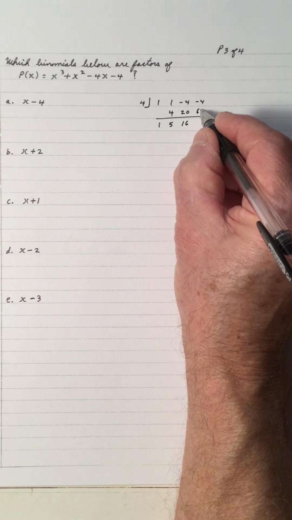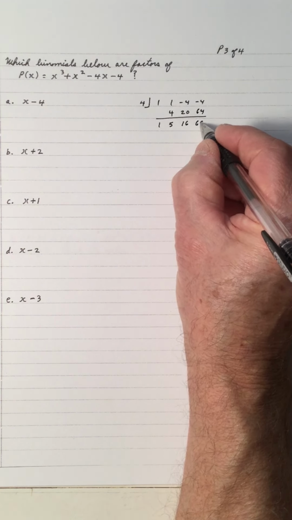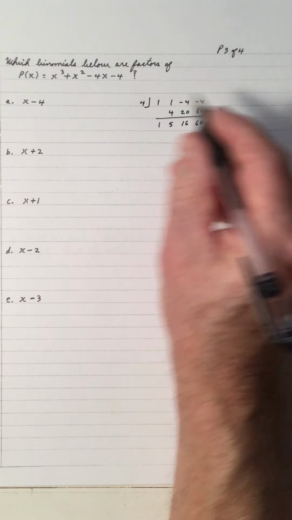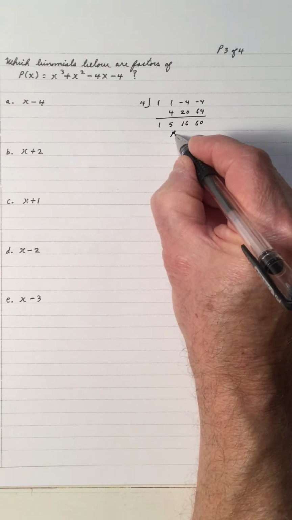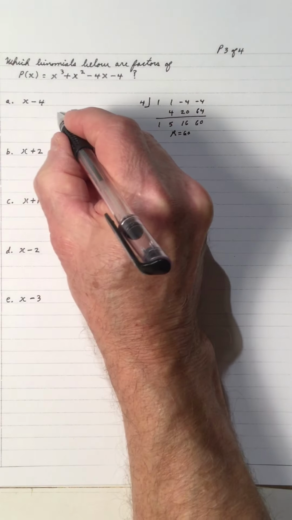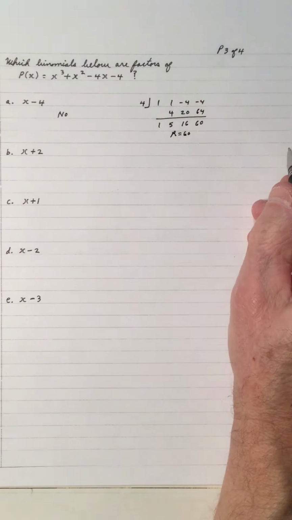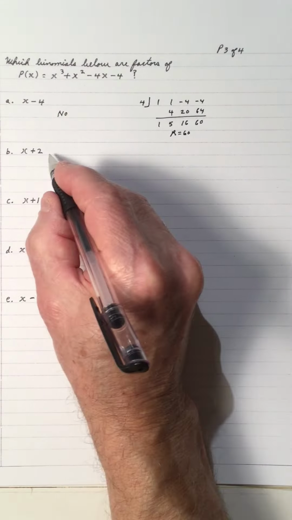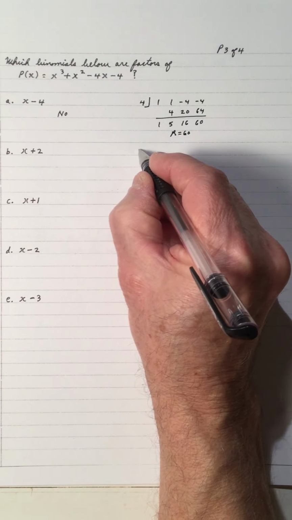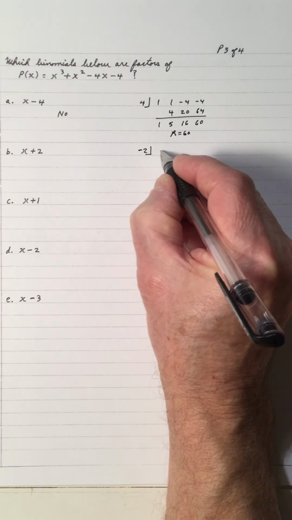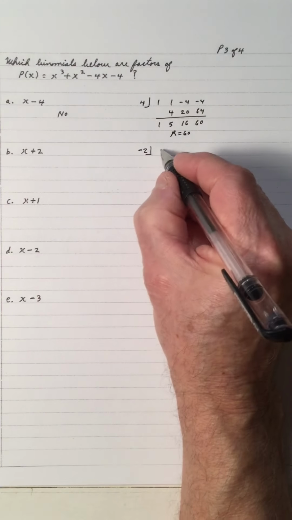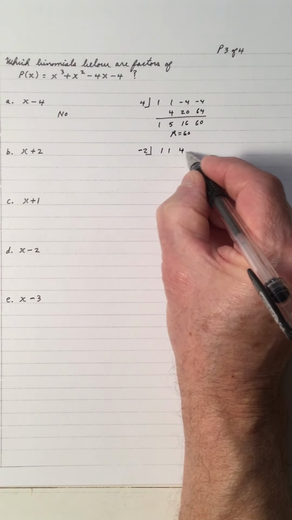16, that gives us 64, that gives us 60, and the remainder is 60, so it's a no. Negative 4 is not a factor. Okay, let's go with negative 2 by synthetic division, and we're going to use the same numbers, 1, 1, negative 4, negative 4.